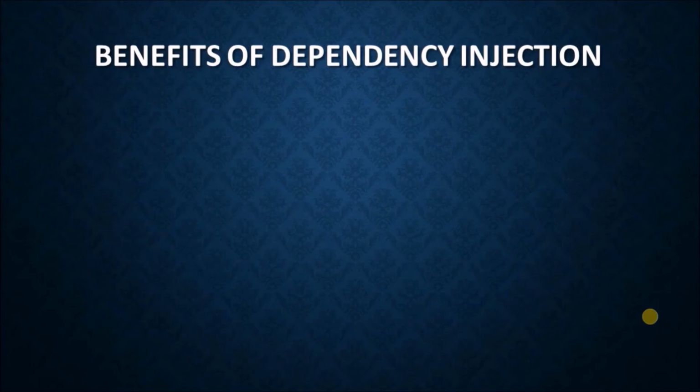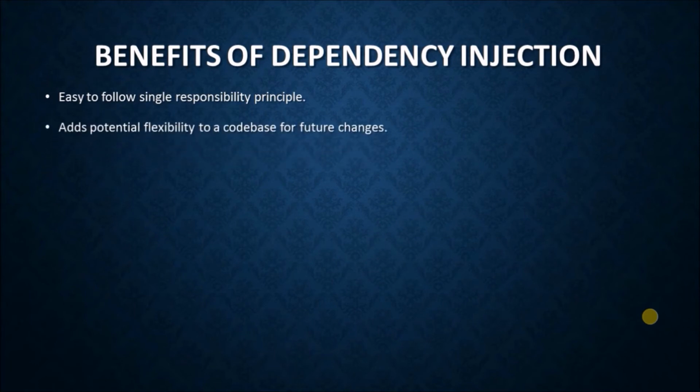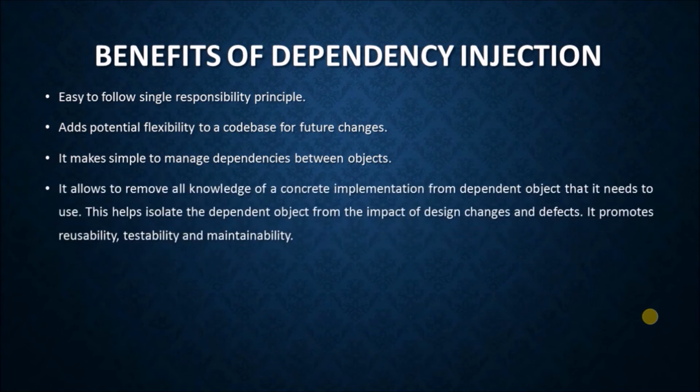Benefits of dependency injection. Easy to follow single responsibility principle. Adds potential flexibility to a codebase for future changes. It makes it simple to manage dependencies between objects. It allows removing all knowledge of a concrete implementation from a dependent object that it needs to use. This helps isolate the dependent object from the impact of design changes and defects. It promotes reusability, testability, and maintainability.